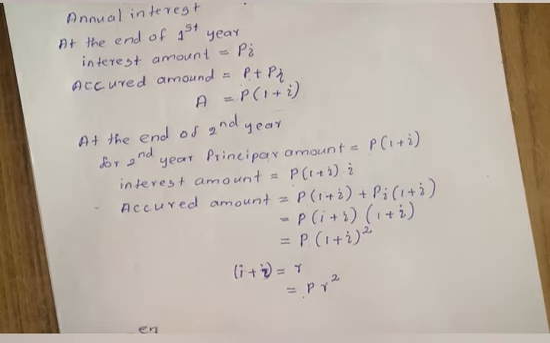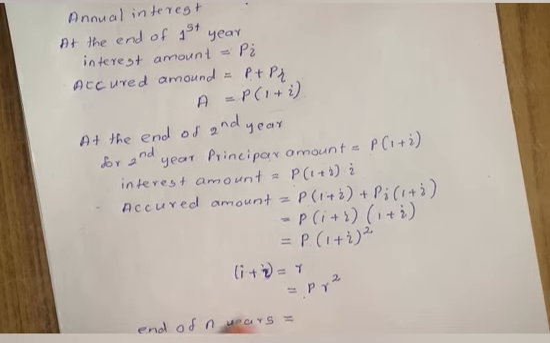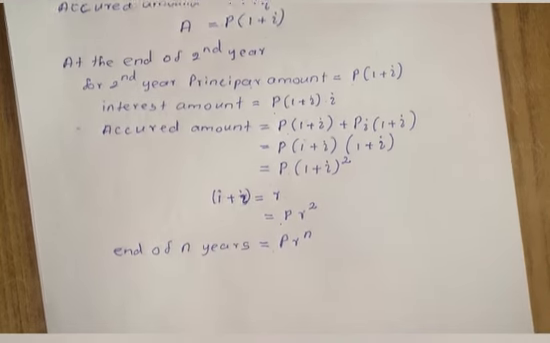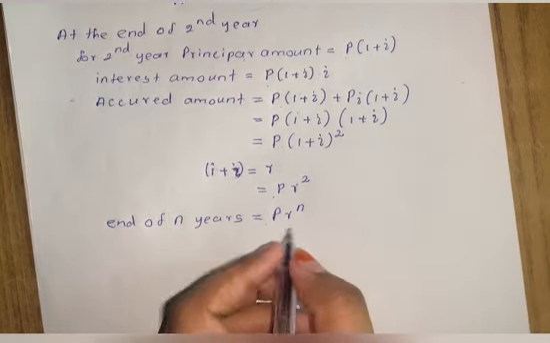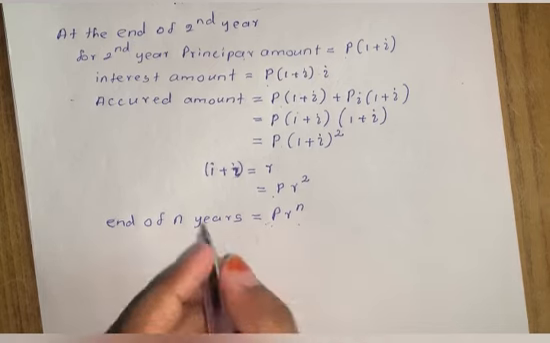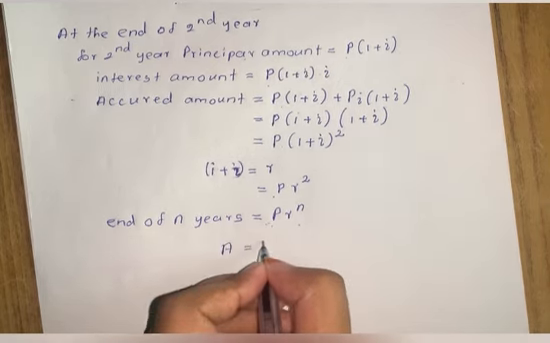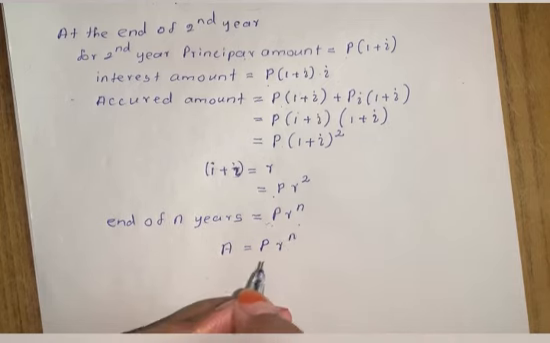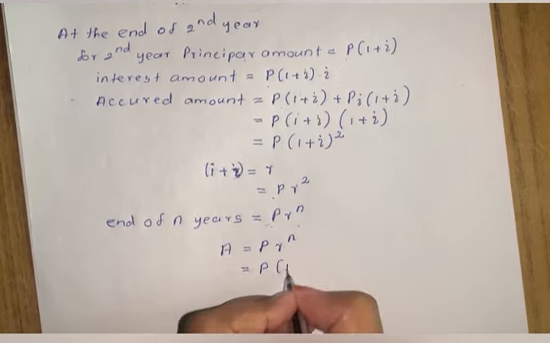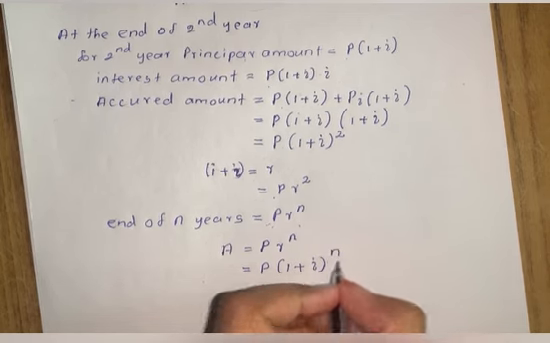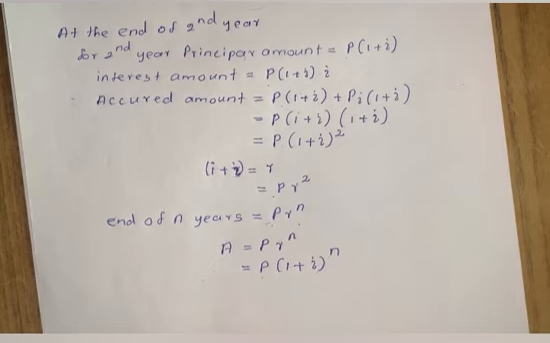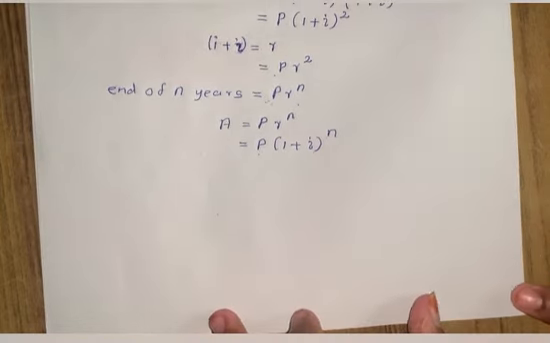At the end of 2 years, you get PR squared. So at the end of n years, you will get PR to the power n. So we can write A is equal to P into R to the power n, which is P into 1 plus I to the power n. Don't forget that I should be in ratio.